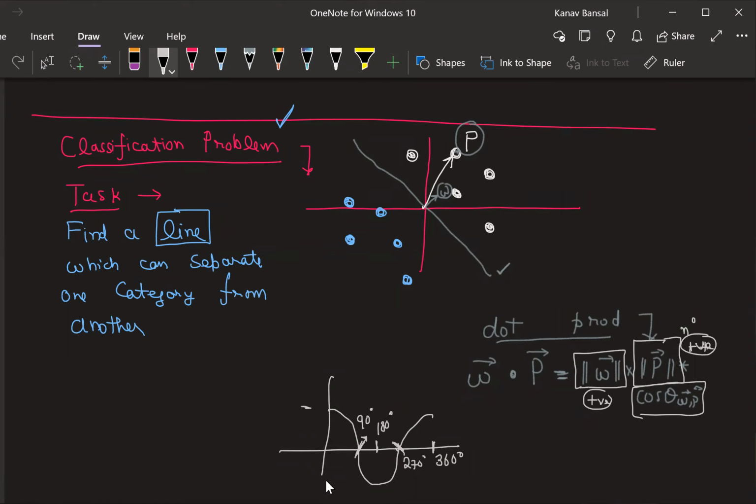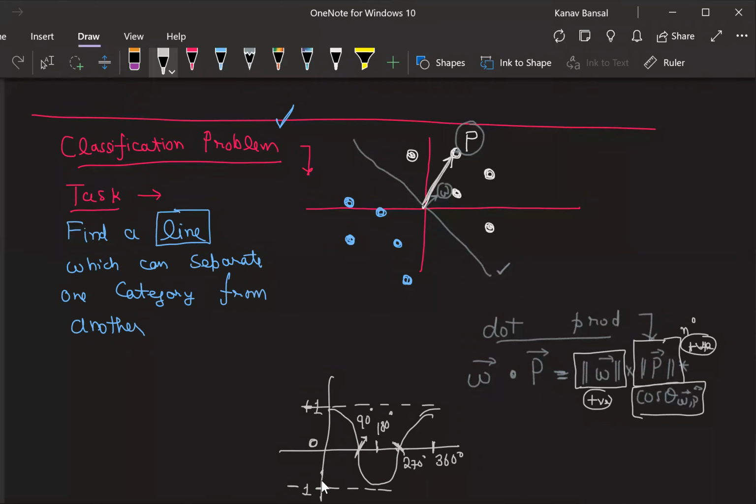Now, do you see that cos theta value is always going to lie between 0 to +1 or 0 to -1, right? -1 to +1 in simple terms. Cos theta value will always lie between these +1 to -1, right?